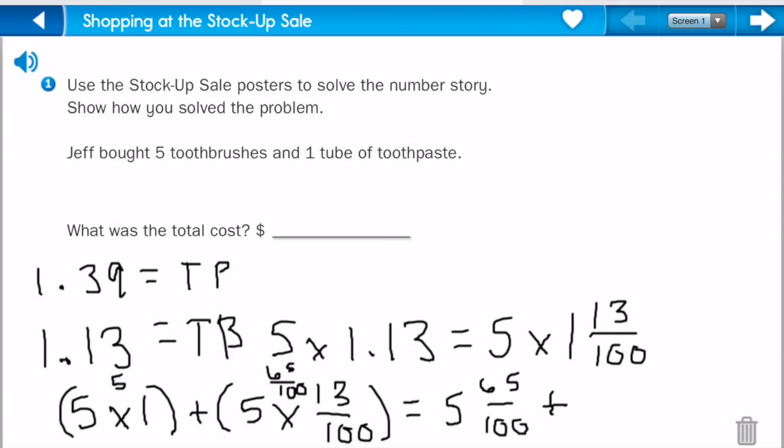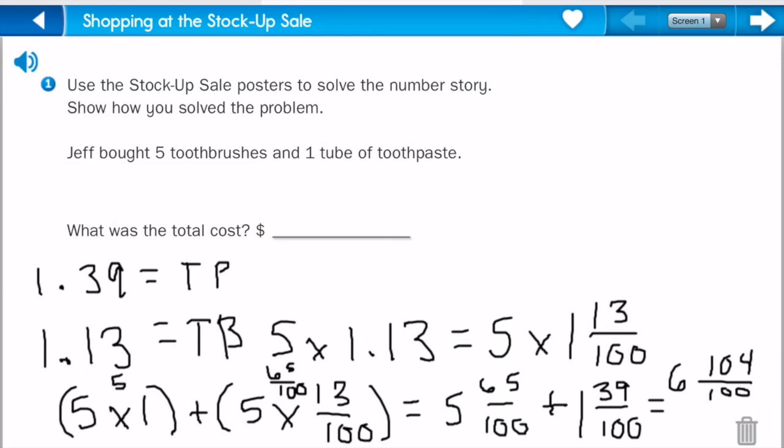But we have to remember to add the toothpaste. And so it's $1.39. So that would be the same as 1 and 39 over 100, because it takes 100 pennies to equal $1. So that's a way you could think about it. And so let's add these together. And what do we get? So if we had 65 plus 39, we get 104 over 100. And then if we add 5 plus 1, we get 6.